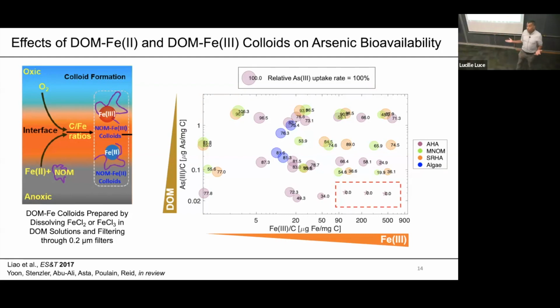So one process which might be limiting arsenic uptake into cells and transformation is complexation of DOM, or complexation or partitioning onto iron 3 colloids, which are stabilized by the presence of dissolved organic matter. Okay. Rice paddies are very rich in dissolved organic matter. That's the reason why they're such important sources of methane. Okay.